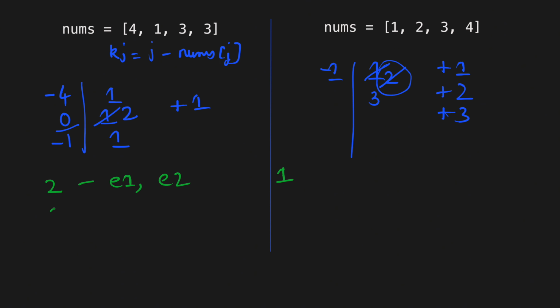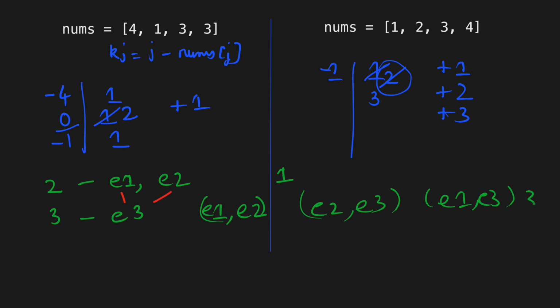Now suppose we had 3 elements, E1, E2 and E3. Then we can form the pairs between them like E1, E2, E2, E3, E1, E3. Hence total of 3 pairs.